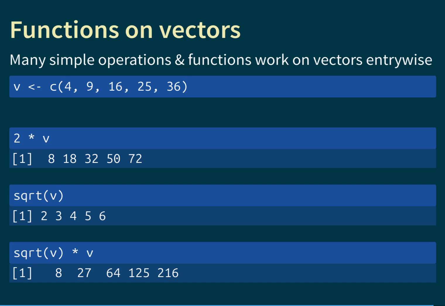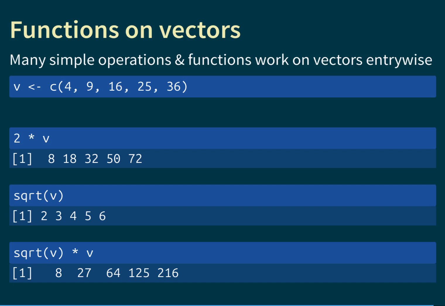If we take the function square root, that also operates on vectors entry-wise. So if we feed the square root function the vector v, it will take the square root of each of the values, and we end up with the vector 2, 3, 4, 5, 6. Incidentally, the way v was created is that those are squared numbers that were in there initially. So if we take their square roots, then we just get back this nice sequence of numbers.